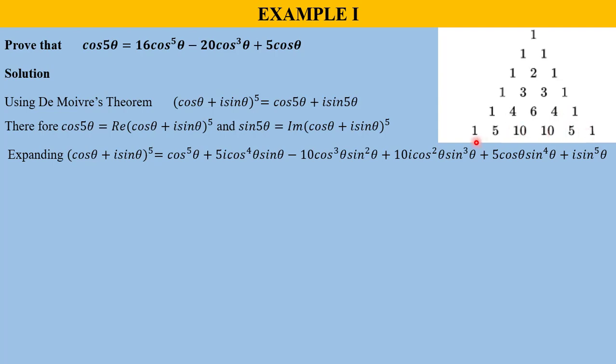Since the power here is 5, we shall stop on 5, but if there are other powers like power 6, 7, we go ahead and generate. So we shall find that these are the coefficients. We have the coefficient of 1 for the first term. For the second term, the coefficient is 5. Third, the coefficient is 10. The fourth part, the coefficient is 10. The fifth part, the coefficient is 5. Then the last part, the coefficient is 1.